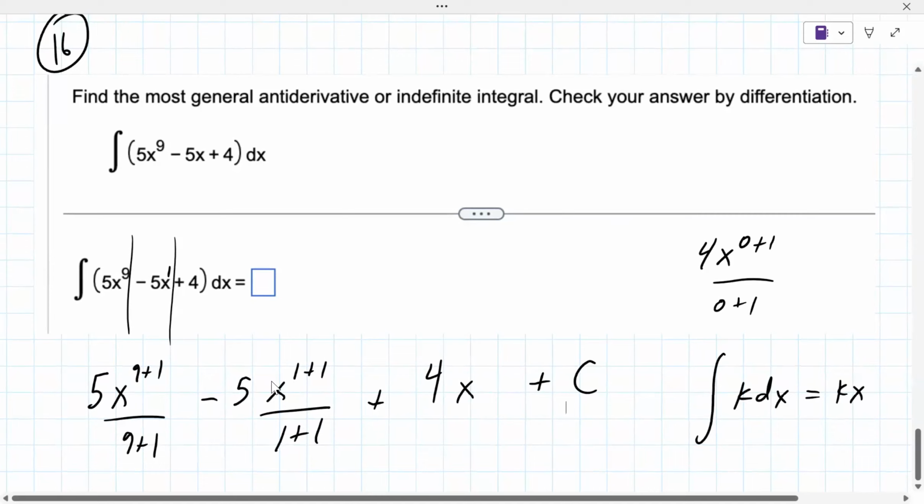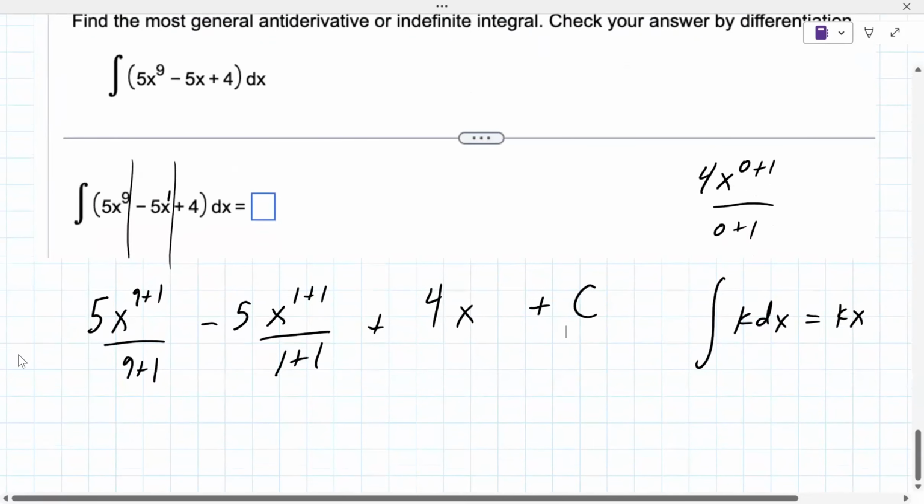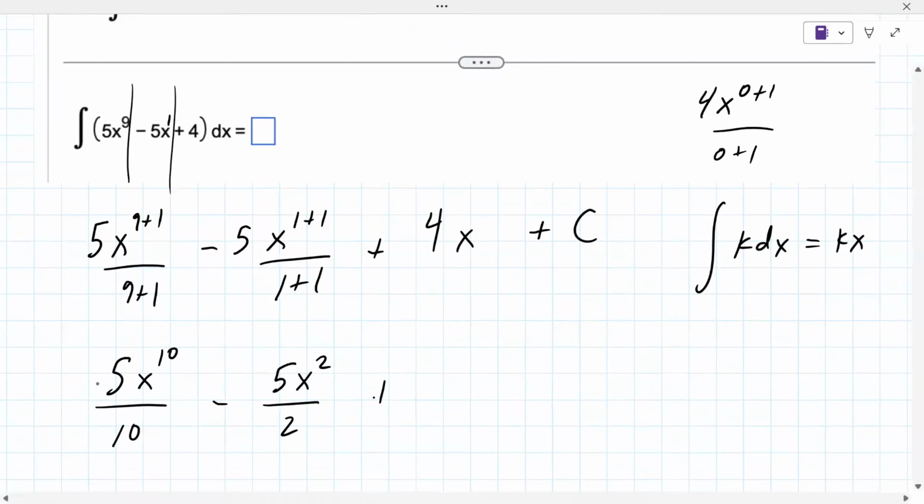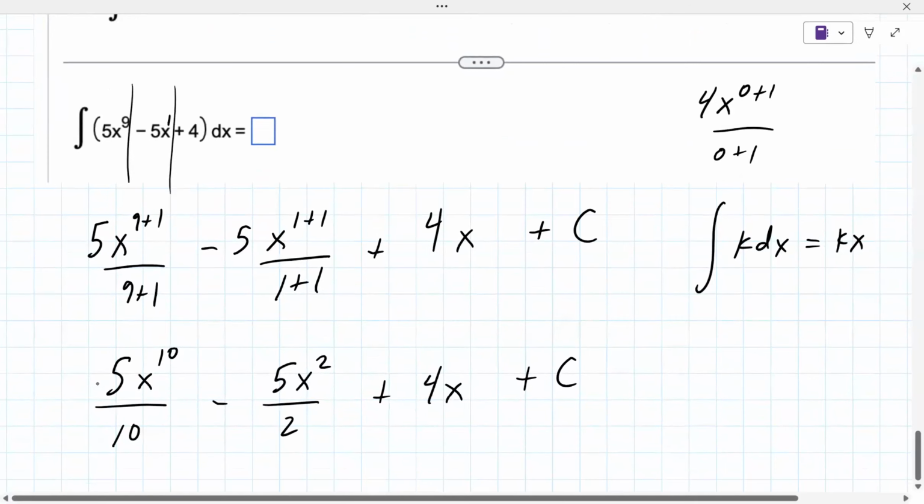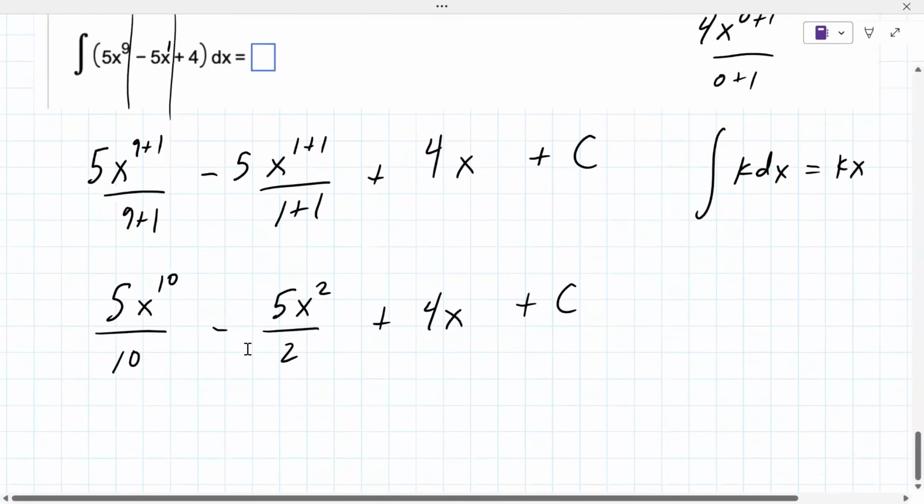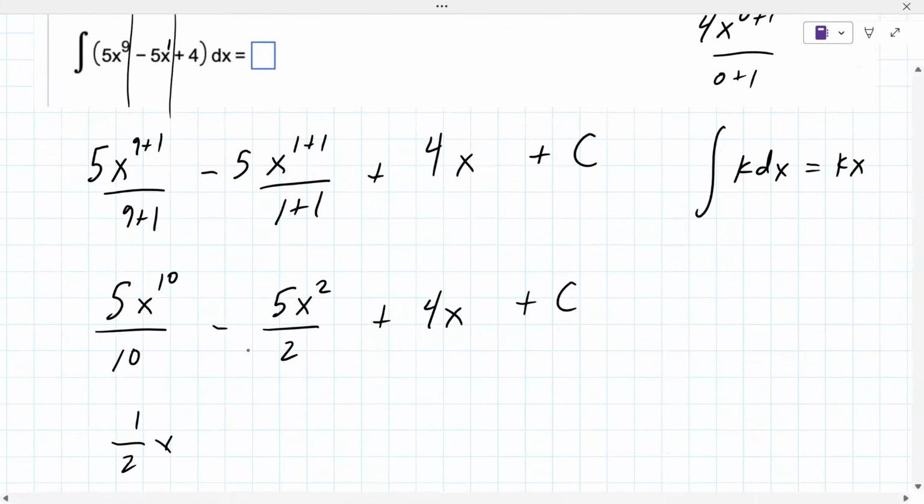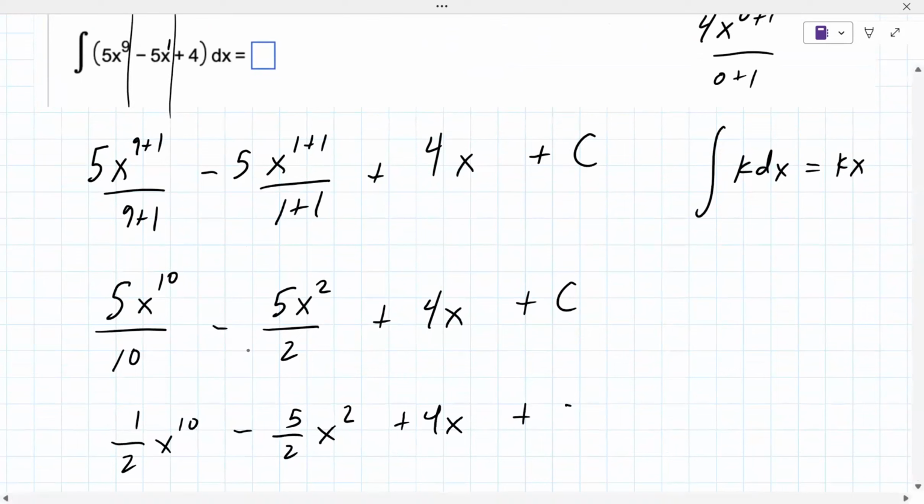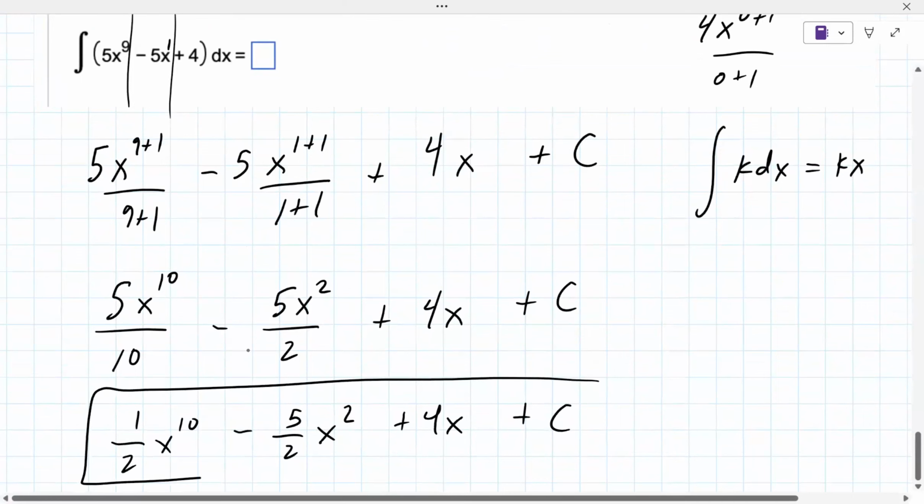Now, I believe they want you to simplify here. So that's part of doing this. You'll get faster at it the more you do these. It might take the originals, I'm not sure. 1/2 x to the 10 minus 5 over 2 x squared plus 4x plus c.